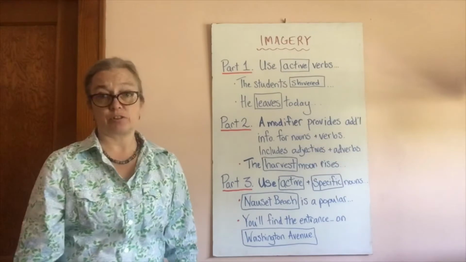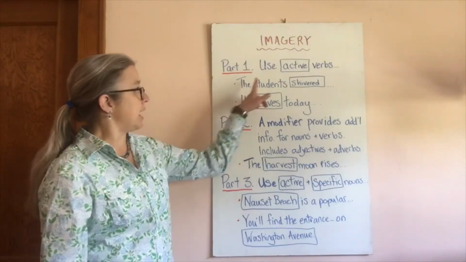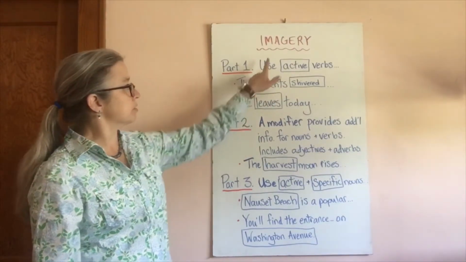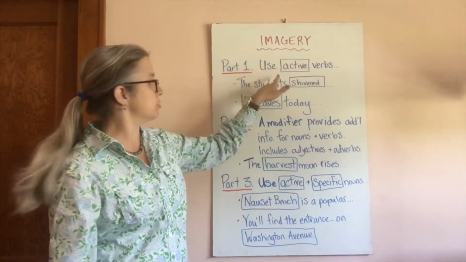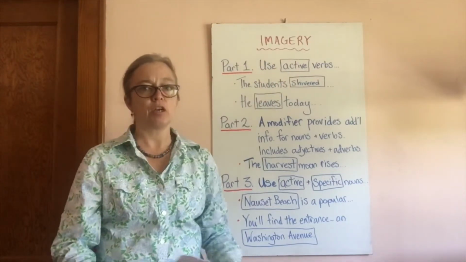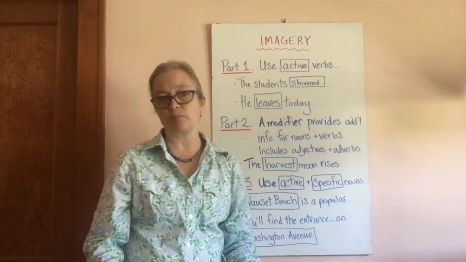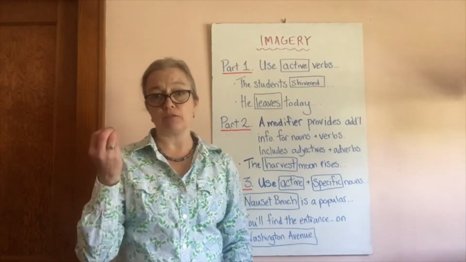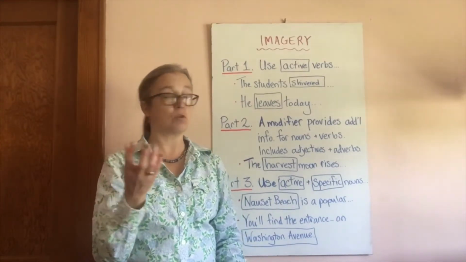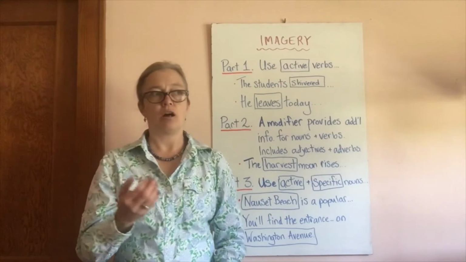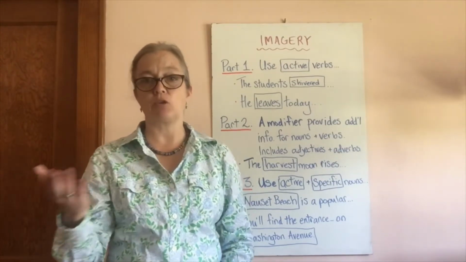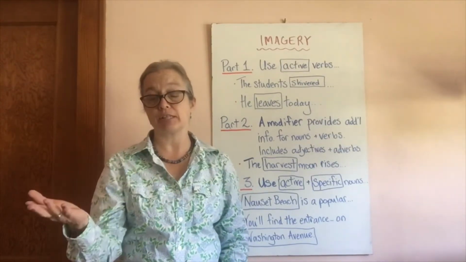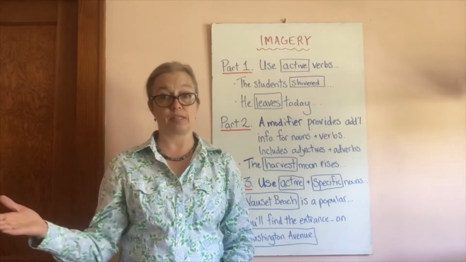So first, you want to use active verbs. This is a spot on your worksheet to fill in active verbs. Some kinds of verbs tell us a state of being. So think of words like is. She is happy. That could be a temporary state of being or a permanent state of being.